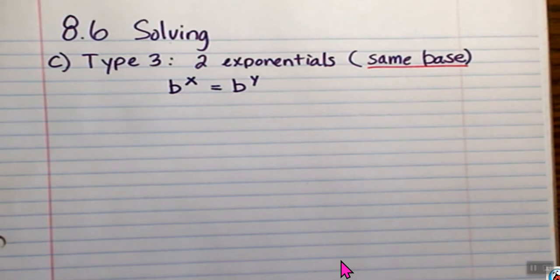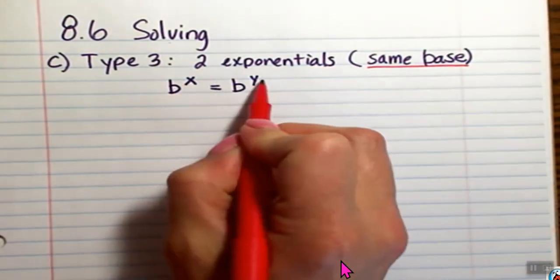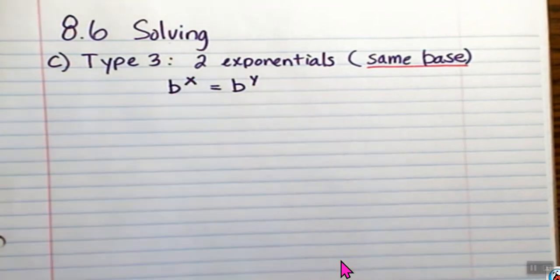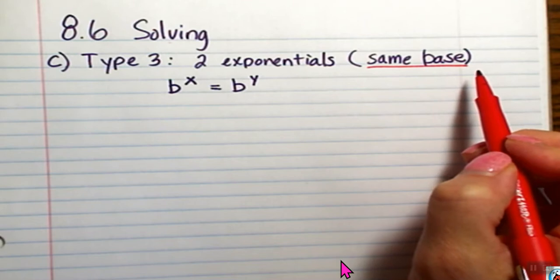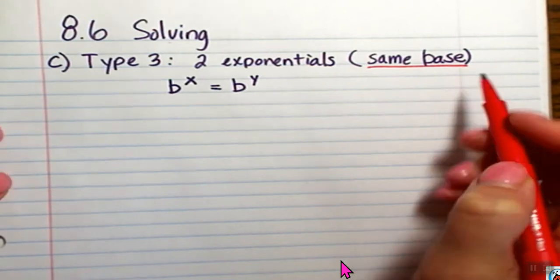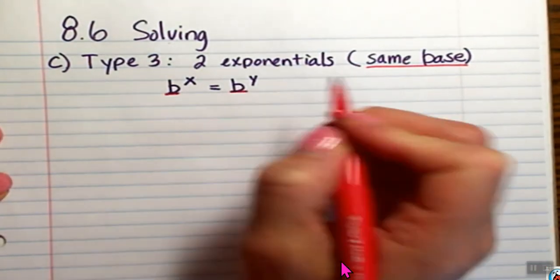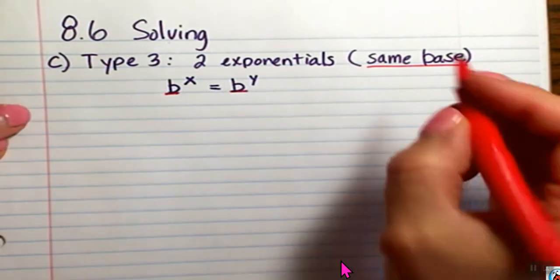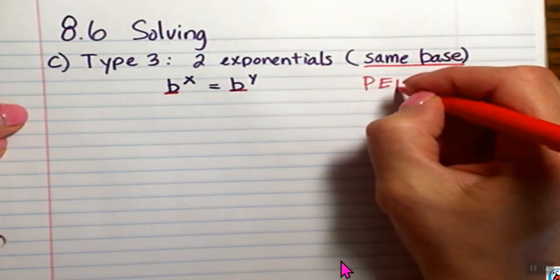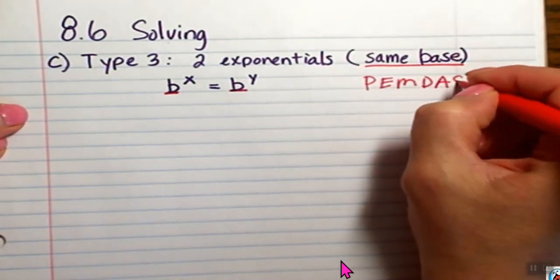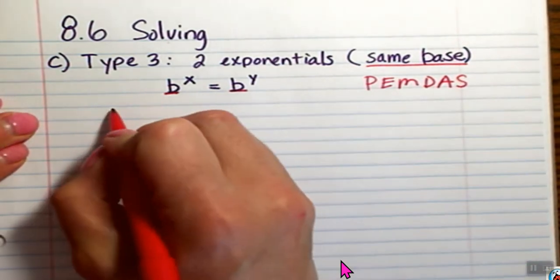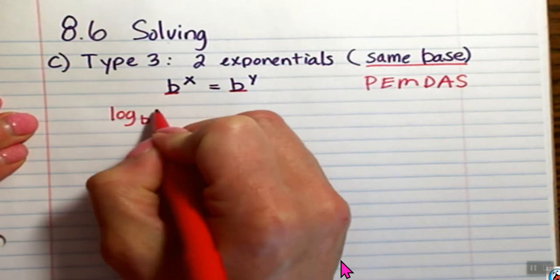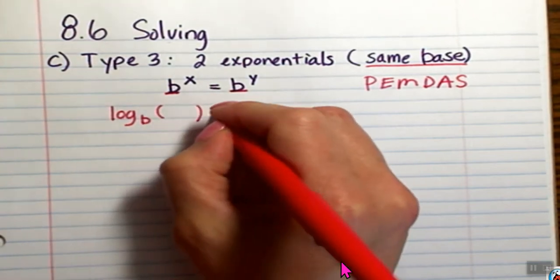Now, the idea here is that they could both have variables or the variable could be in one place, it doesn't matter, but the catch is that you can write both sides of the equation with an exponential with the same base. And I am going to think of my PEMDAS, I am going to use that strategy from last class, that last lesson. And I'm going to log base b of both sides.